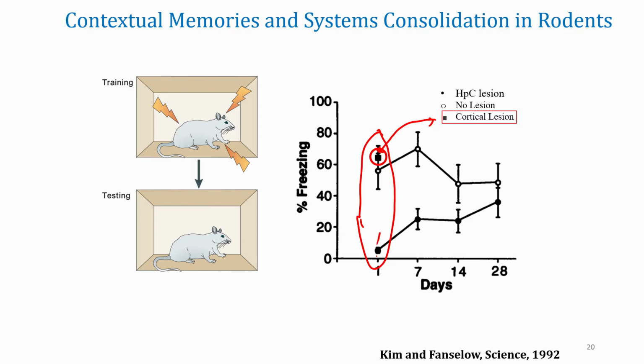So, that context memory is gone, but it is gone only if you do this lesion within about a day. If you were to wait for a long enough period of time, say about 14 or 28 days, and then do the lesion, the hippocampal lesion animals are as good as the control. They both can express fear for the training context almost equally well.